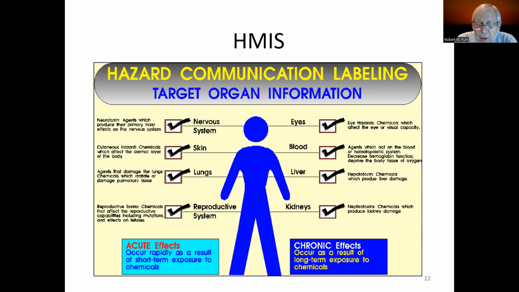Eyes: chemicals which directly affect the eye or visual capacity. Blood: agents which act on the blood or hematopoietic system, decrease hemoglobin function, and deprive the body tissue of oxygen. You don't want that to happen. Hepatotoxin: chemicals which produce liver damage. Kidneys, nephrotoxins: chemicals that produce kidney damage. So you have acute effects, which occur rapidly as a result of short-term exposure, and chronic effects, which occur as a result of long-term exposure.